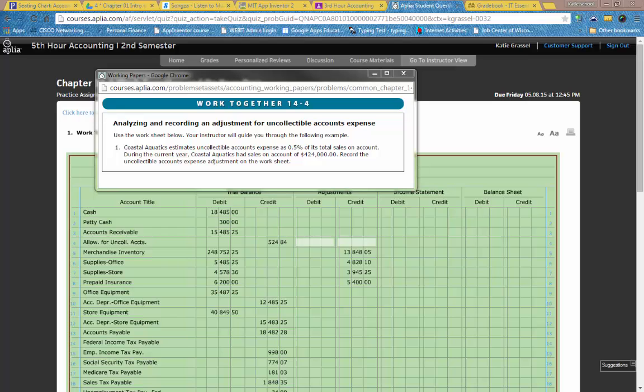And the reason that we have to do it on December 31st as our adjusting entry is we had $424,000 worth of sales this fiscal year, and we have to do matching revenue and expenses within the fiscal period that it happens. So we can't wait until it happens and then write it off because we're assuming that it's going to be 0.5% of this year's sales. So when I take $424,000 times 0.5, what number does it give me?